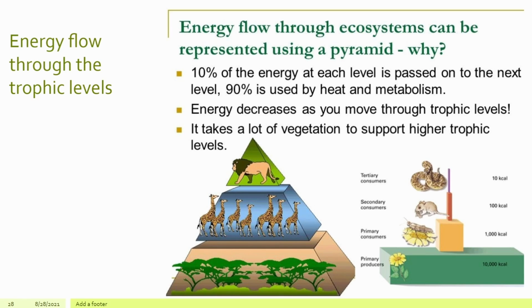And it takes a lot of vegetation to support the higher trophic levels. So we see more vegetation than we do primary consumers, more primary consumers than secondary, and so on and so on. More secondary consumers than tertiary consumers. And that can be represented by an energy and biomass type of pyramid.